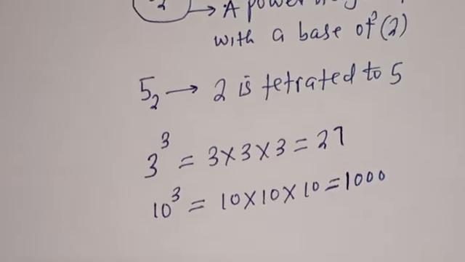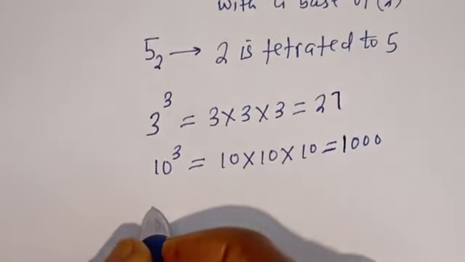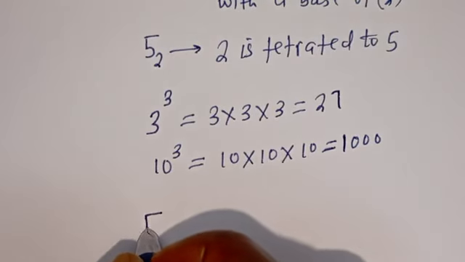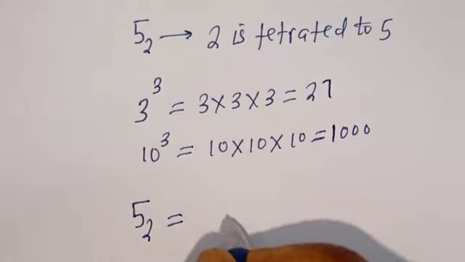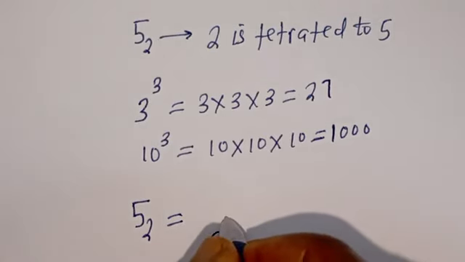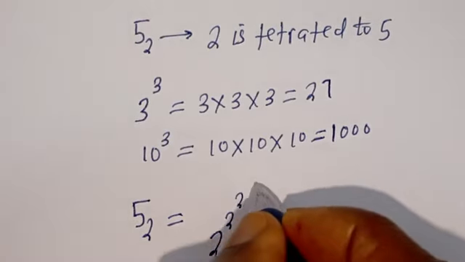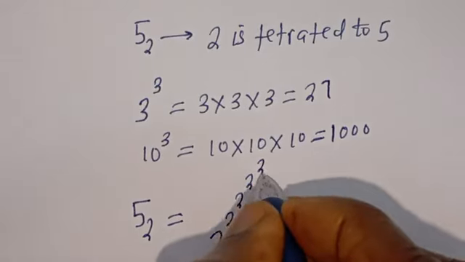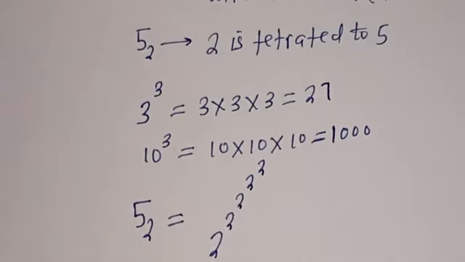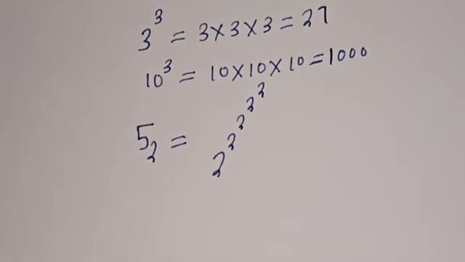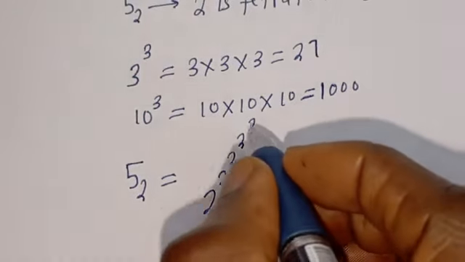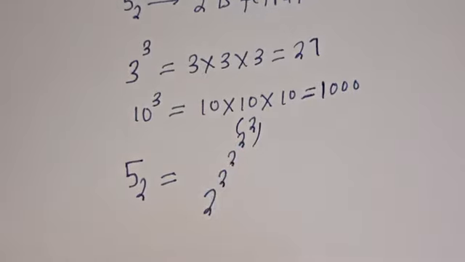Now if you now have 2 tetrated to 5, this is equal to 2 to the power of 2 to the power of 2 to the power of 2 to the power of 2. Can you see the difference? Then now let's work with this top 2 exponent first.